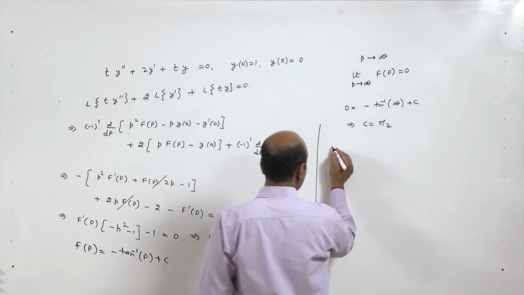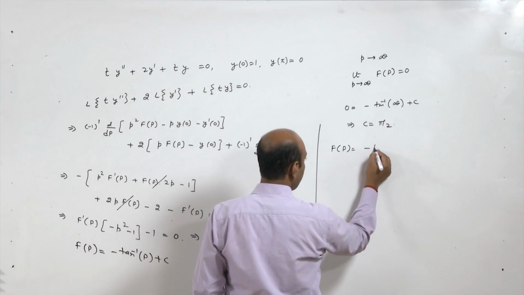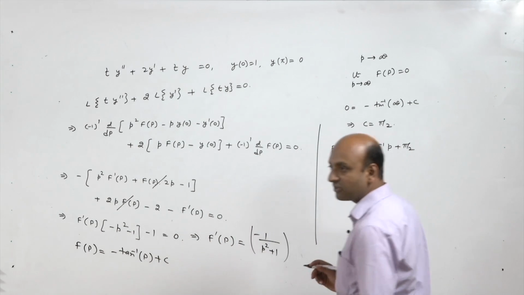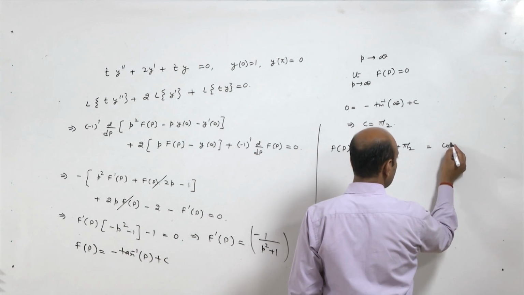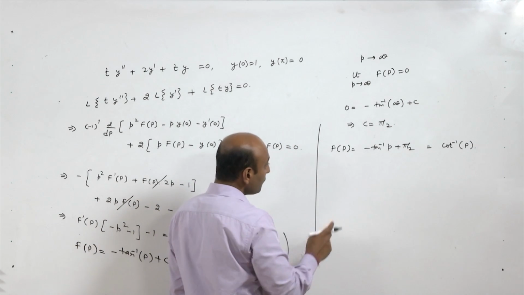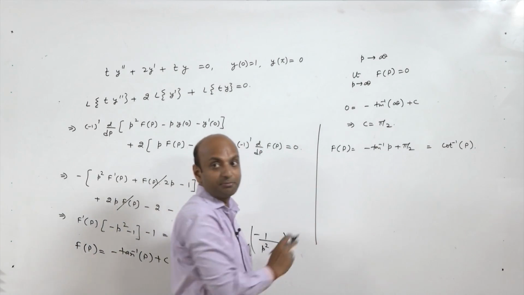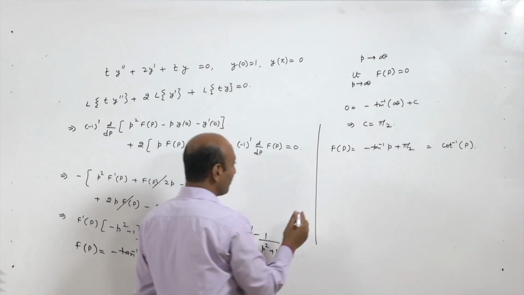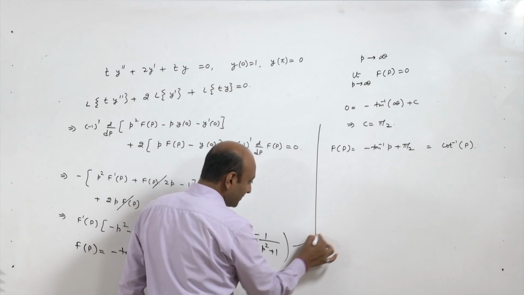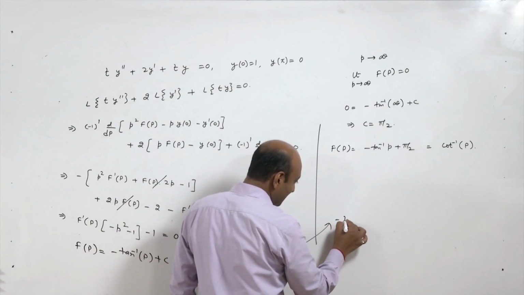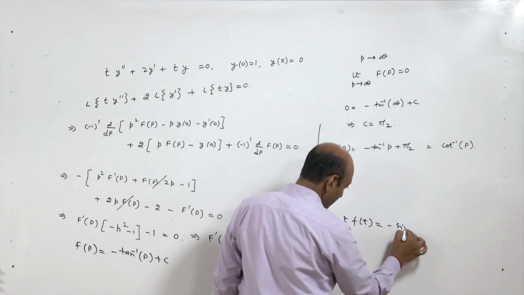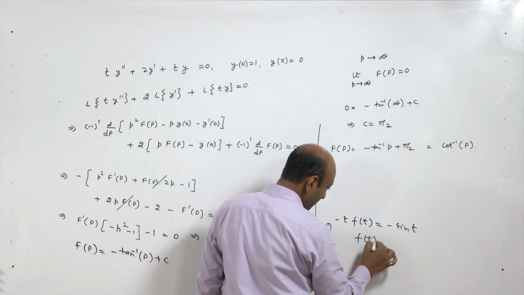So, F p is nothing but minus tan inverse p plus pi by 2, and pi by 2 minus tan inverse p is nothing but cot inverse p. Now we have to find the Laplace inverse of this F p. We can take the derivative on both sides, or take the Laplace inverse here itself. If we take the Laplace inverse here, it is nothing but minus t f t, which is minus of sin t. So, f t will be nothing but sin t by t.